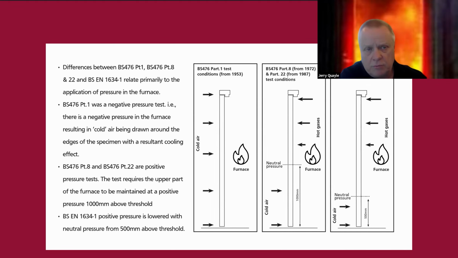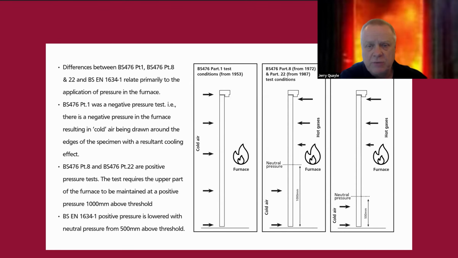Now, that only covered that scenario. So as the interested bodies started to work and review what they were saying and how testing was done, they decided that, in fact, there was a case where there was no chimney, and therefore we needed to have a positive pressure test. Back in 72, this became Part 7, and then later in 87, Part 22.